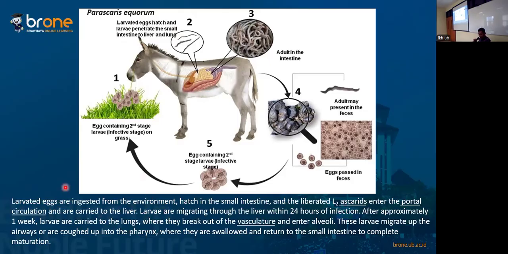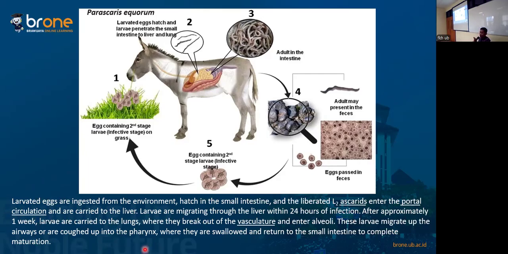The first one: the larvae eggs are ingested from the environment and hatch in the small intestine. After that, they come to the circulation and are carried to the liver. And then after that, they go to the lung and then the pharynx. Oh sorry, before coming to the pharynx, they break out of the vasculature and enter the alveoli. Enter the alveoli. These larvae migrate up the airways or are caught up into the pharynx.